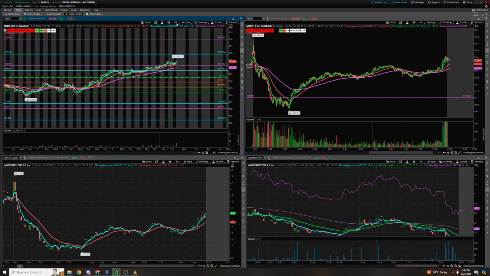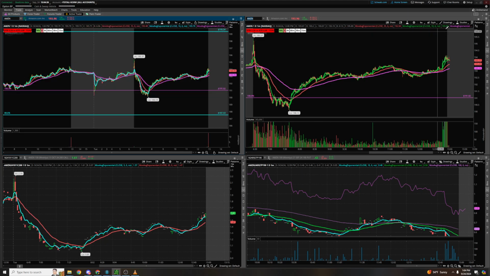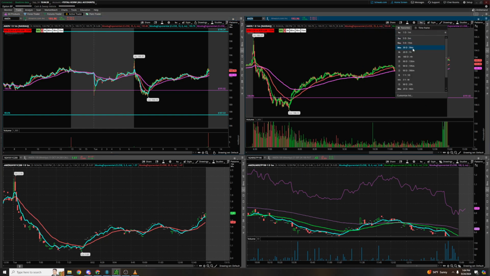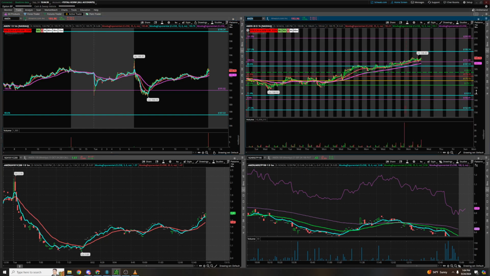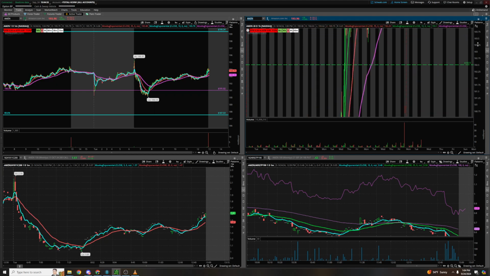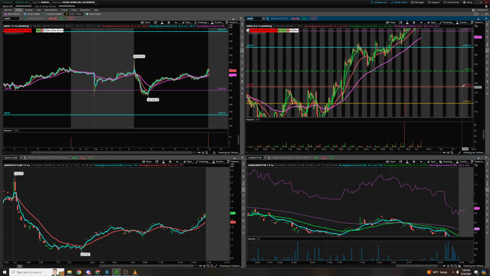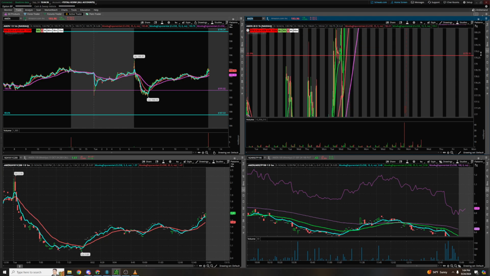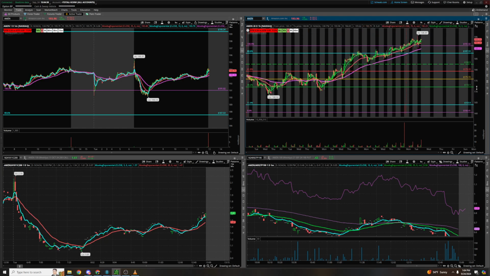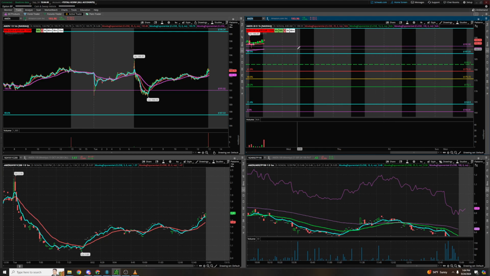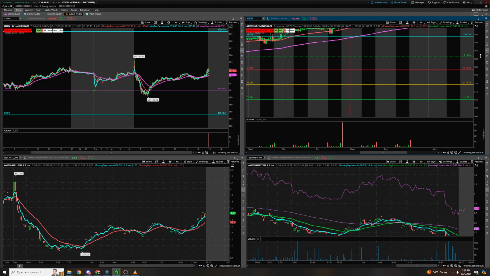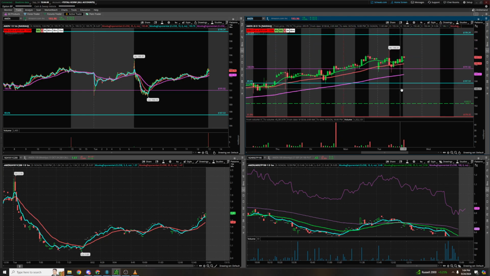And that is that we only enter long if we're below the purple, the 100 EMA on the 1 minute. And ideally, you want to be at the bottom of your range on the hourly.